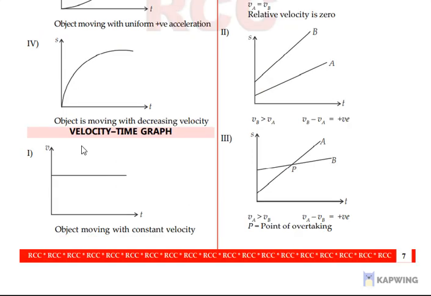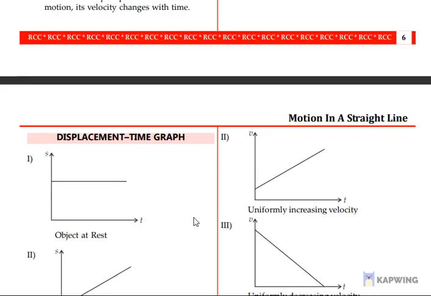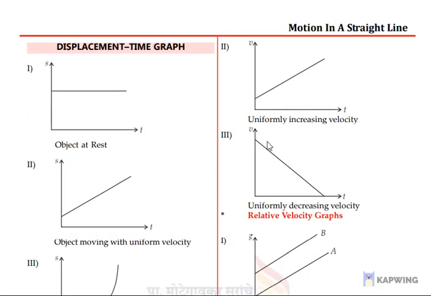Next, let's see velocity time graph. First graph represents when the object is moving with constant velocity. Second graph represents when the object is moving with uniformly increasing velocity. Third graph represents when the object is moving with uniformly decreasing velocity.